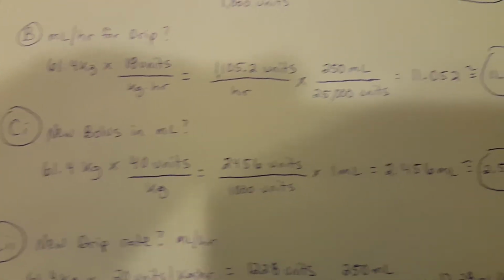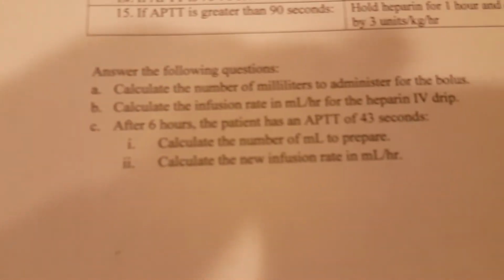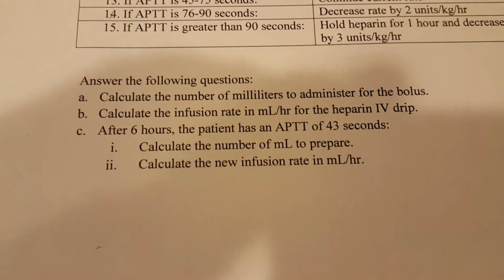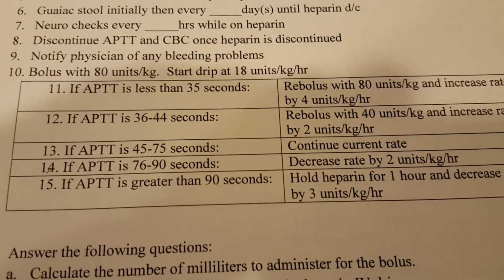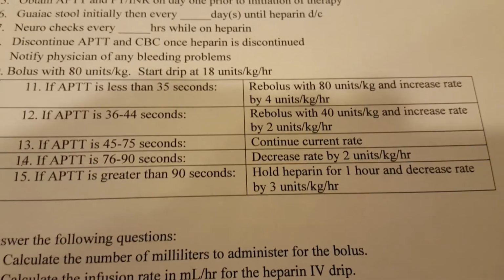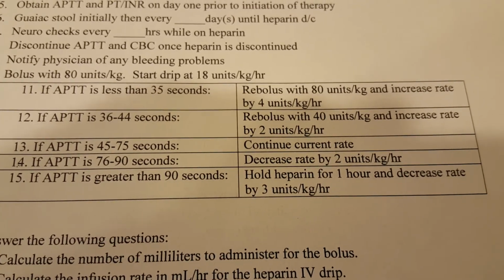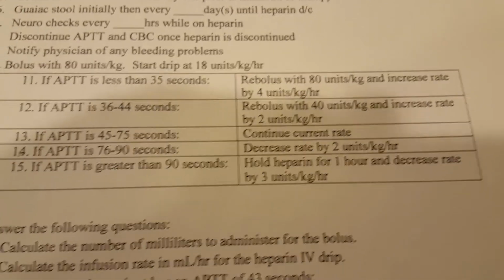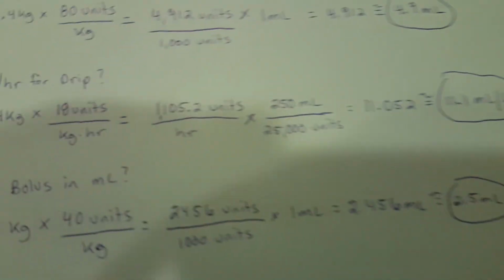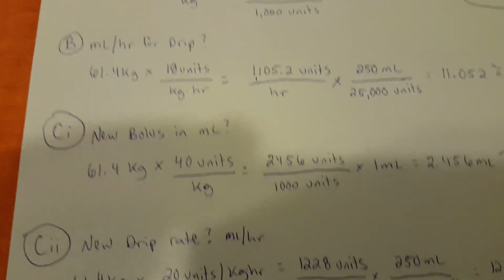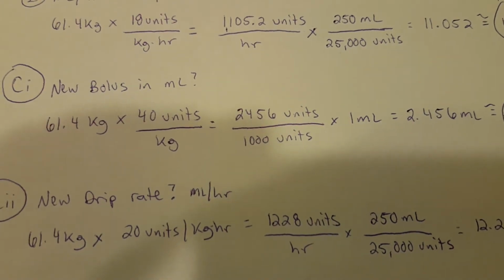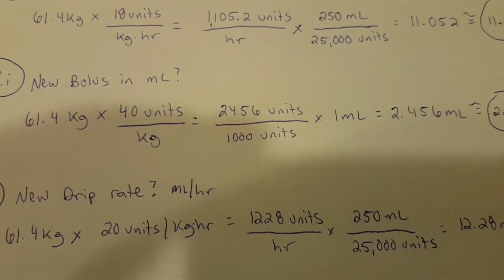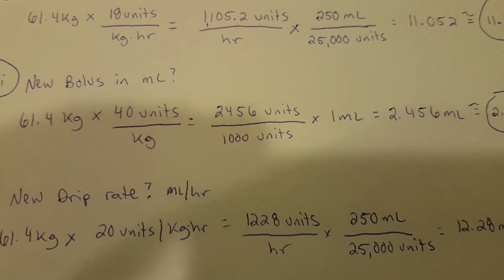Now, when it calculates a new bolus, according to the paper, after 6 hours we have an APTT of 43 seconds. We look at the 43-second range, which is step 12. It tells us to rebolus with 40 units per kilogram and then increase the rate by 2 units per kilogram per hour. That's what we did for C1 and C2. So for the new bolus, we take the same patient weight. This time, instead of multiplying by 80 units, we multiply by 40.